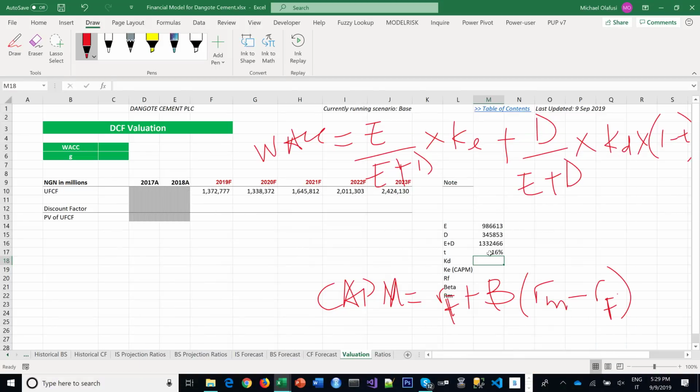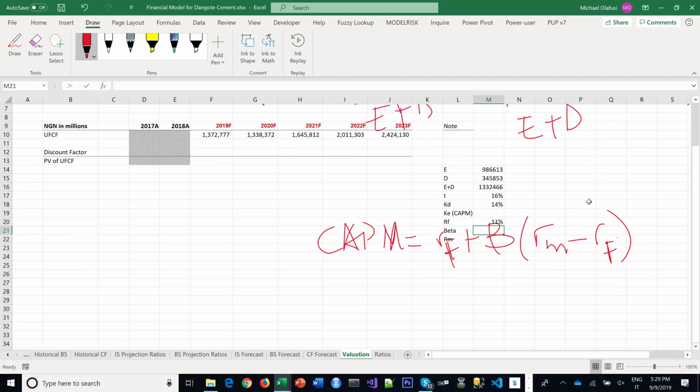So I'm just going to plug that here. You can also check their loans and the interest rate they pay on them. So this is more of research, getting the cost of debt. For CAPM, we are going to have to get the risk-free rate. In Nigeria, the yields on treasury are around 10, 11, 12. I'm going to say 11% is the risk-free rate.